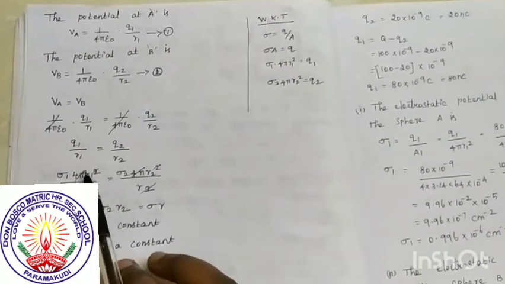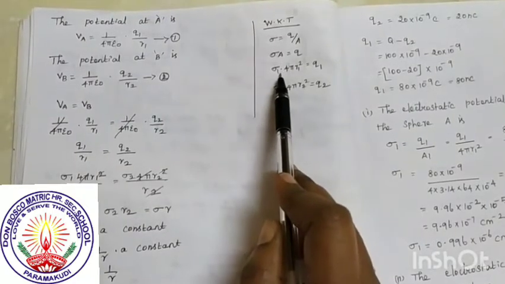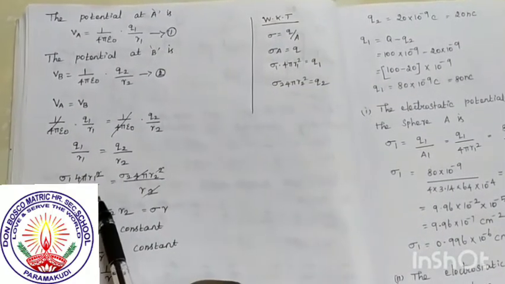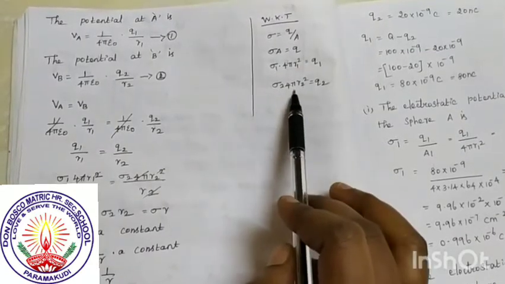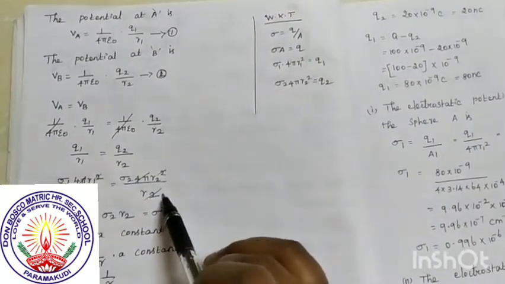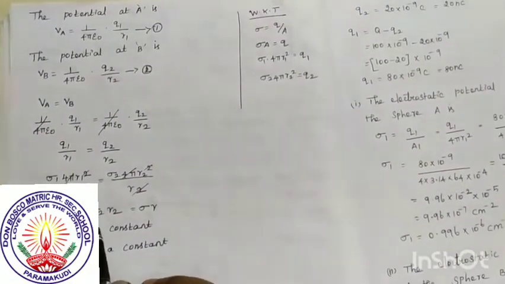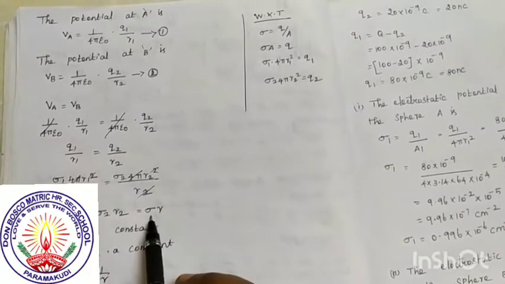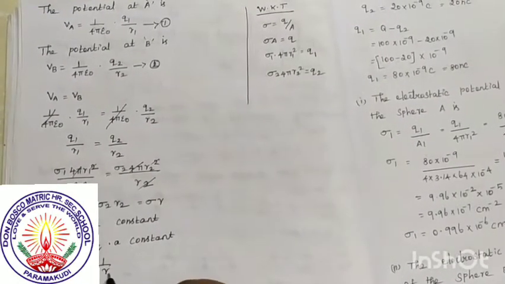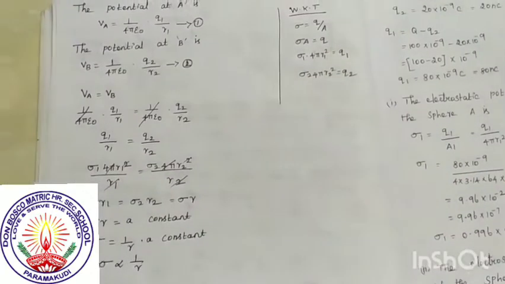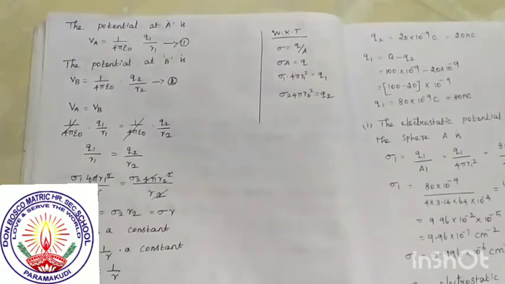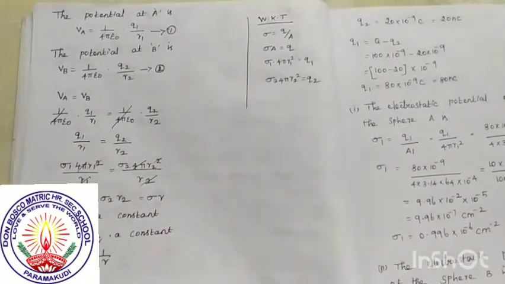So what is the value of Q1? Q1 is sigma 1 4 pi R1 squared divided by R1, and sigma 2 4 pi R2 squared divided by R2. These terms get cancelled. Remaining term sigma 1 R1 is equal to sigma 2 R2 is equal to sigma R. So sigma R is equal to a constant. So sigma is proportional to 1 by R. It is the constant term. Is it clear? So this question is also important, a 5-mark question. Is it clear?